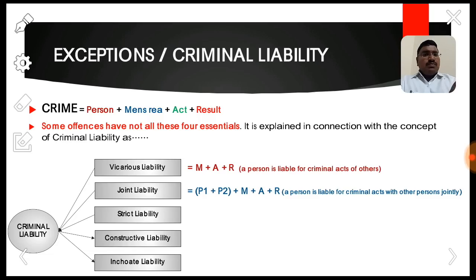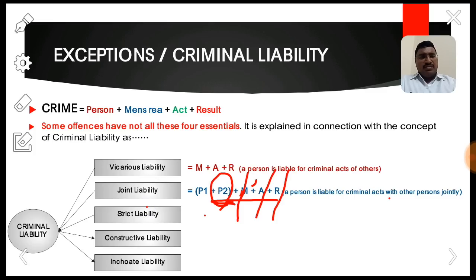As we know, the crime constitutes four essential elements, namely a person plus mens rea plus actus reus plus intended result. But along with a person, there is one more person. There is one person P1, person 1. Along with that person, there is one more person P2, person 3 and so on. Plus there is some mens rea, some actus reus and some result. A person is liable for the acts committed with other persons jointly. It is known as joint liability.